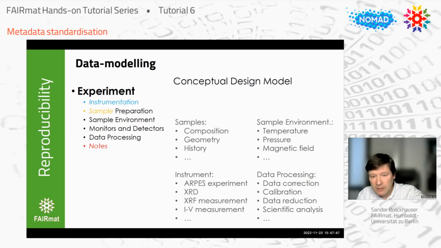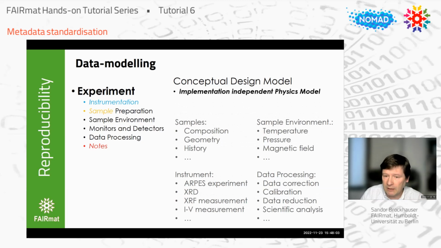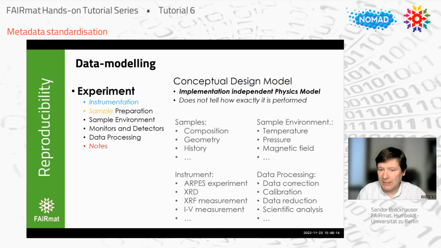It's very nice. You have already described your sample environment, your instrument, your data processing, your experiment in general. Everything is connected to physics. So if you know physics and the physics concepts, then you know what you are speaking about. You can really immediately interpret and use it. Indeed, what is important is that in this case, we have an implementation independent physics model, which means that we describe what has happened, but we don't describe how it has happened. It doesn't tell how exactly we performed the experiment. It tells what we wanted to measure, what we used to measure, what we did measure, but it doesn't tell how we did it.